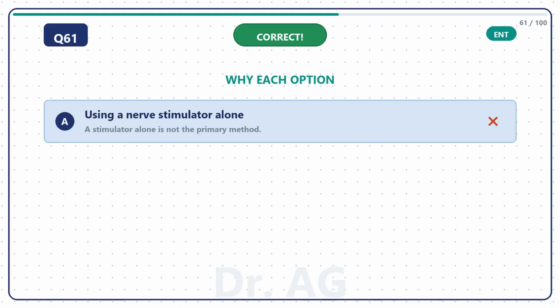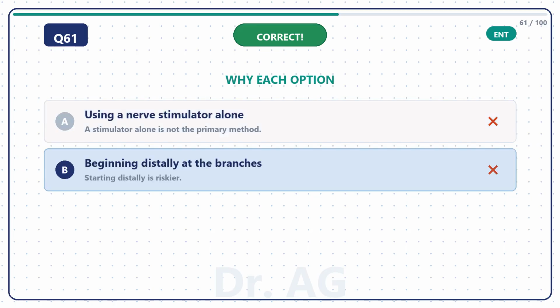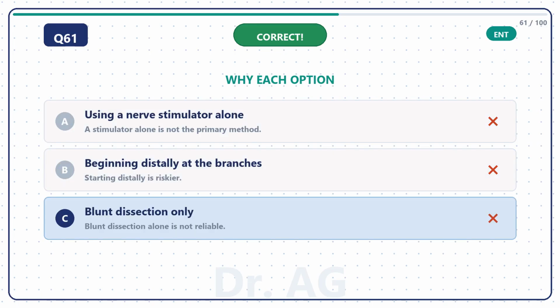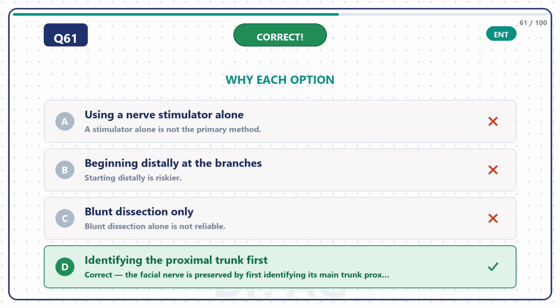Using a nerve stimulator alone. A stimulator alone is not the primary method. Beginning distally at the branches. Starting distally is riskier. Blunt dissection only. Blunt dissection alone is not reliable. And the correct answer is identifying the proximal trunk first. Correct. The facial nerve is preserved by first identifying its main trunk proximally. So, the right answer is option D. Identifying the proximal trunk first.